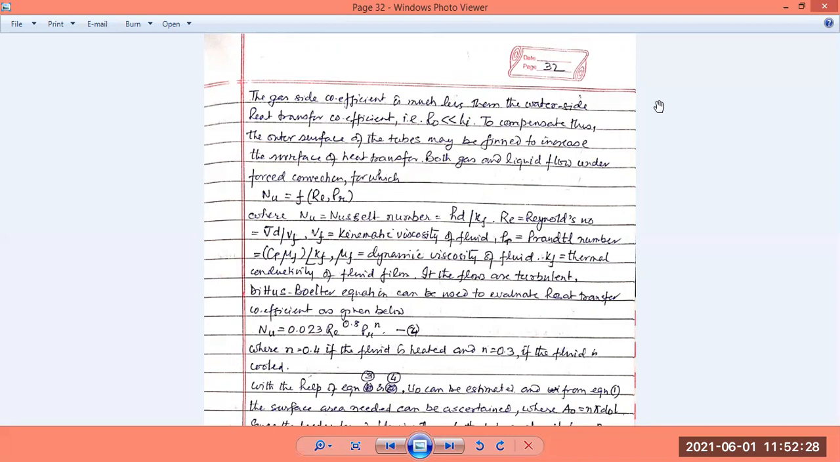Both gas and liquid flow under forced convection, for which Nu is a function of Re and Pr, where Nu is the Nusselt number, hd by kf. Re is the Reynolds number, rho v d divided by vf, where vf is the kinematic viscosity of the fluid. Pr is the Prandtl number, Cp mu f divided by kf, where mu f is the dynamic viscosity of the fluid and kf is the thermal conductivity of the fluid. So the gases are turbulent.